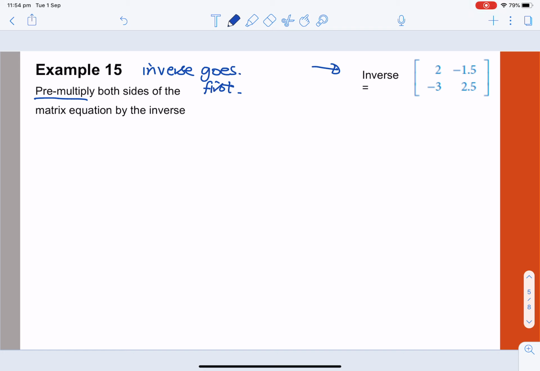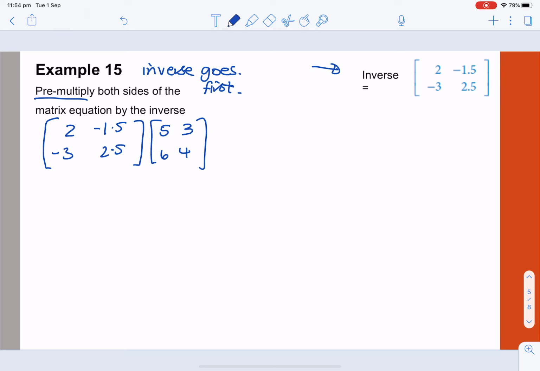So we put our inverse, 2, negative 1.5, negative 3 and 2.5. This is all in the text if you're following along. And then I'm going to multiply it by the original, so this is the inverse. I'm going to change colours so that people can actually see what's going on. I'm going to pop down my original matrix of 5, 3, 6, 4. I'm going to just label a couple of them. So this is my inverse, and that's my original.